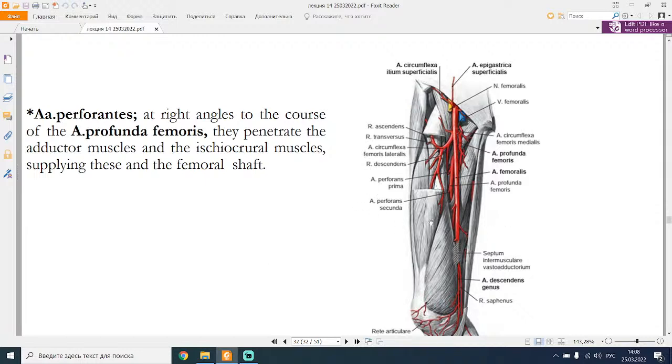Arteriae perforantes run at right angles to the course of the arteria profunda femoris. They penetrate the adductor muscles and the ischiocrural muscles and supply the femoral shaft.